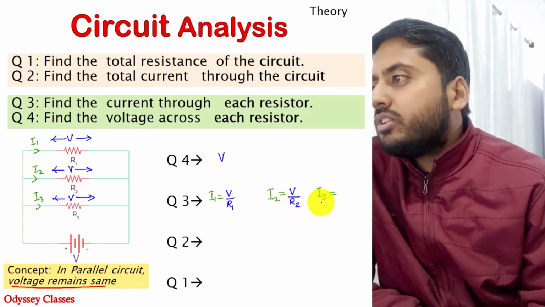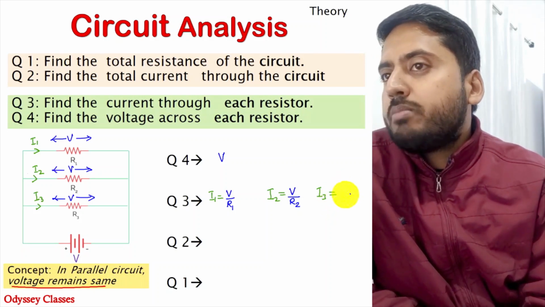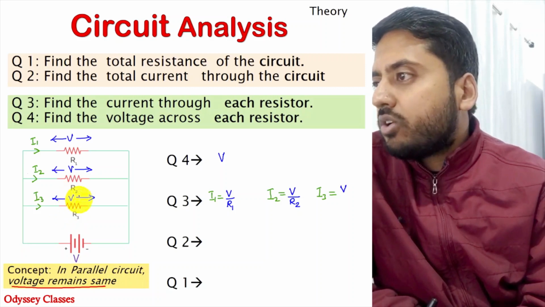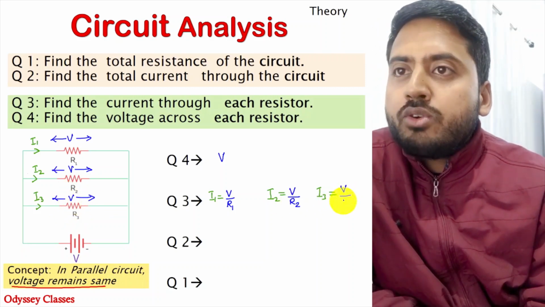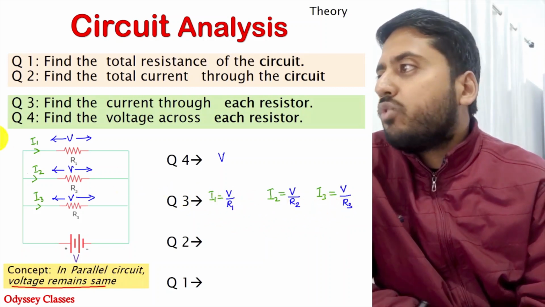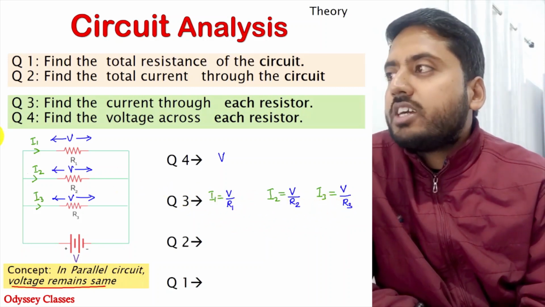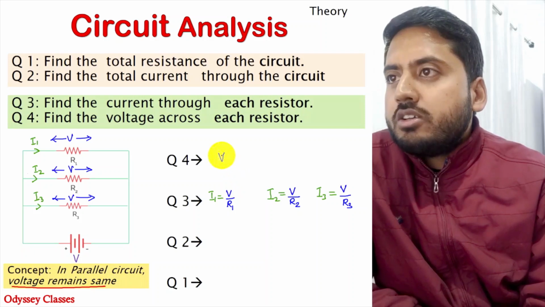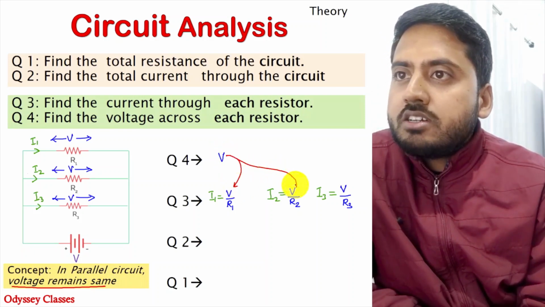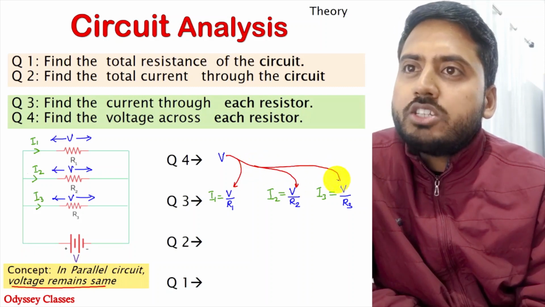And I know by now you know the answer of the third part. I3 will be the supplied voltage V that is across R3, divided by the value of R3 itself. So this way we can easily find the current through each resistor. Just remember that the same voltage is present here, here and here. The voltage is not changing.